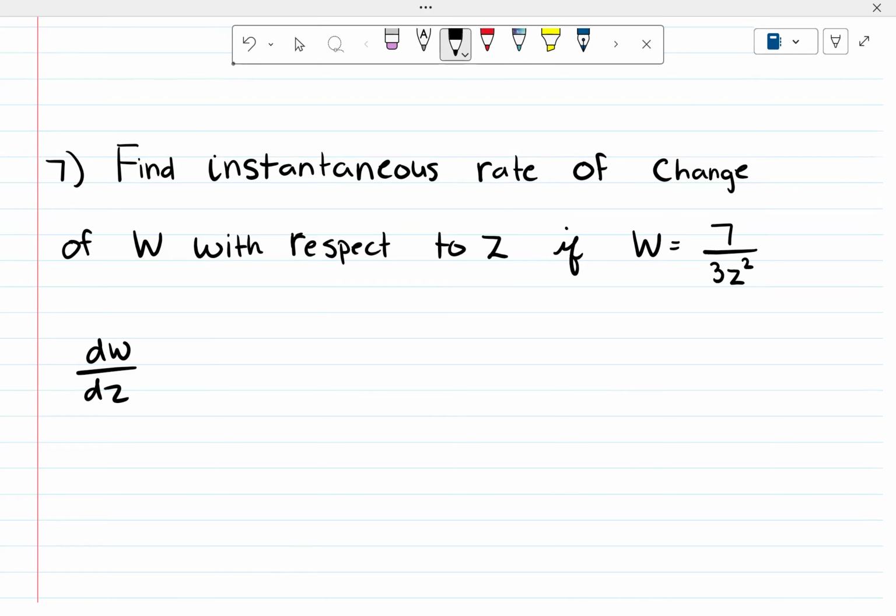So that's why I put a Z on the dz on the bottom, because we're taking it with respect to Z, and then dw is what we have, right? Our goal is to find dw over dz, but what we have is this, w equals 7 over 3z squared. So what can I do?